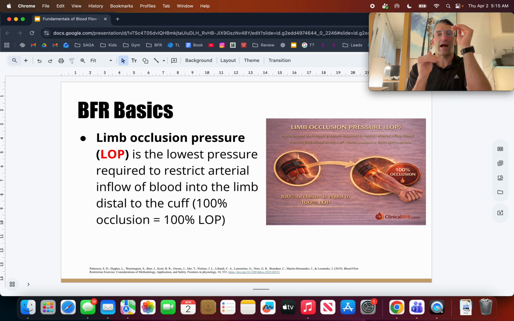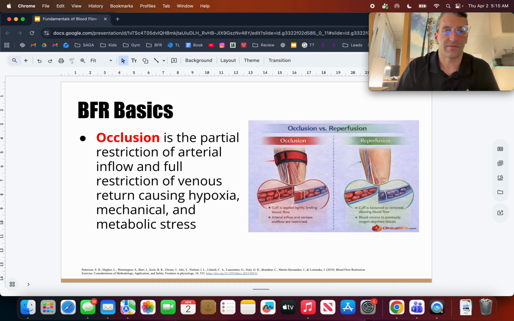And for the upper body, we'll talk about these limits later, but 15 continuous minutes, 20 continuous minutes for lower body. When we bring those pressures down and we're not keeping them occluded for incredibly long amounts of time, it's going to be relatively safe for the majority of people. Occlusion is the partial restriction of arterial inflow and the full restriction of venous outflow, right? We're slowing down blood entering the limb, and we're preventing blood from escaping the limb.